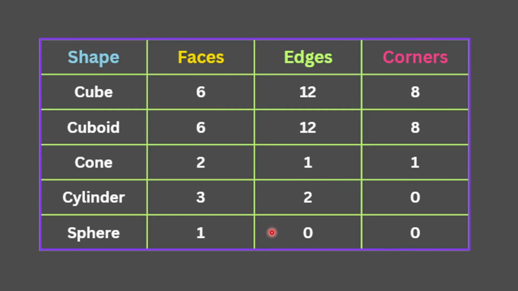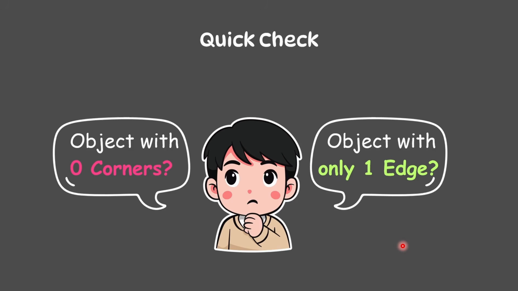Now, let's look at everything together. So, now we can clearly compare all the shapes. There are many shapes around us which follow these ideas. So, can you look around your home or classroom and find one thing that has 0 corners and one object that has only one edge?